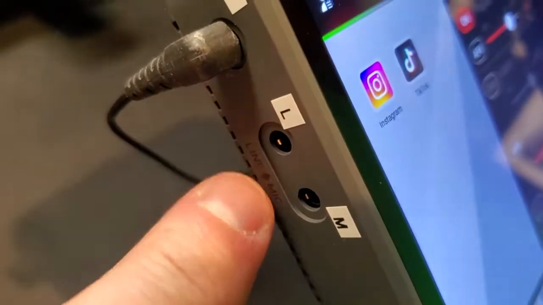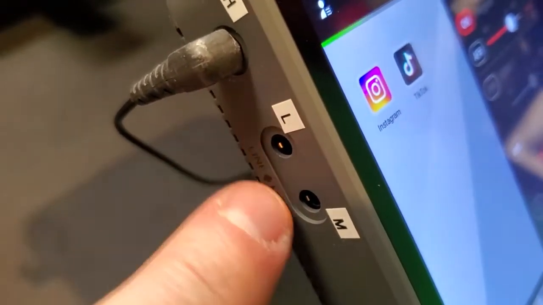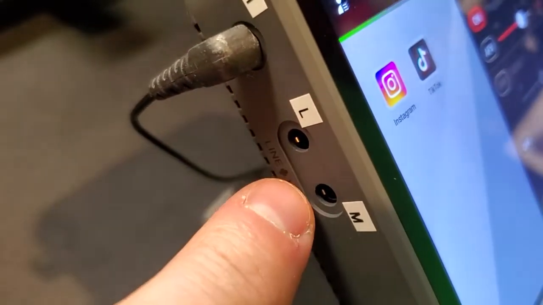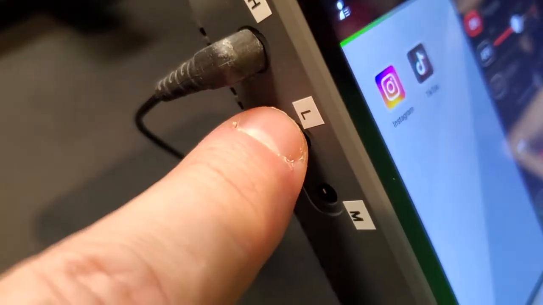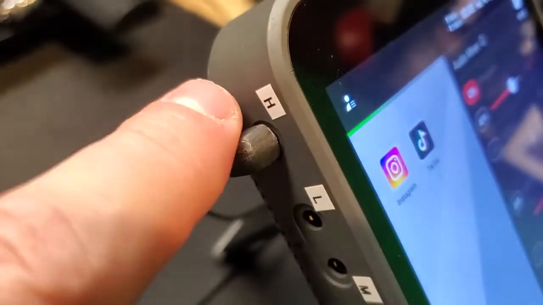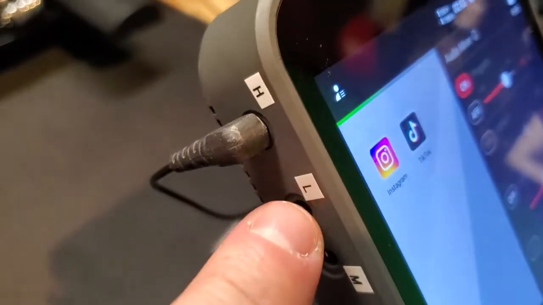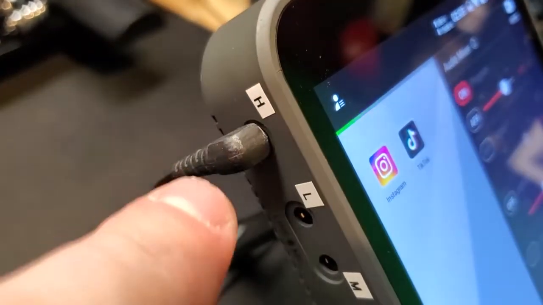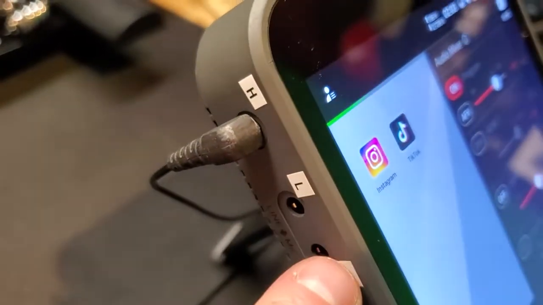When I'm in a dark room, that's dark ink on top of gray. Whereas this is line and this is mic, and this is so much easier to see. That's headphones. So don't plug your line input into the headphone jack. Plug your headphone here, not into either of those.